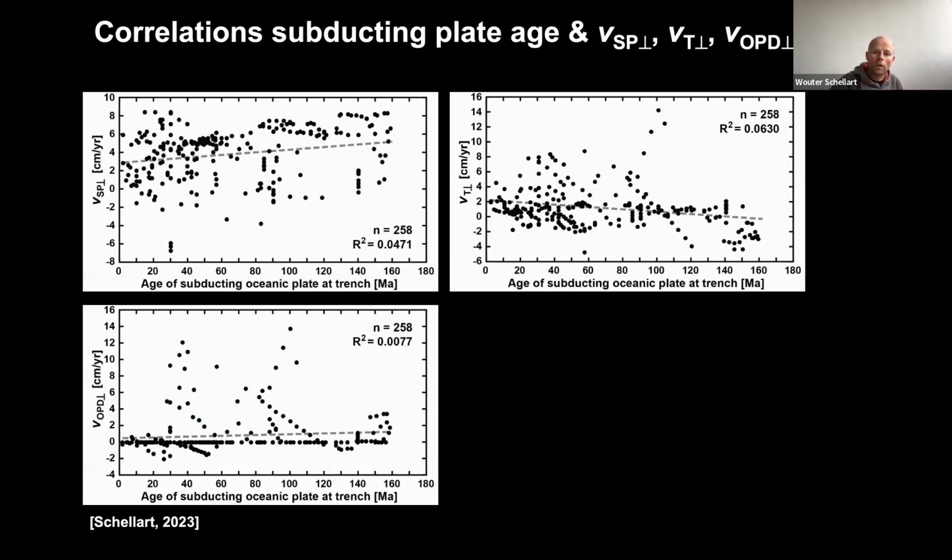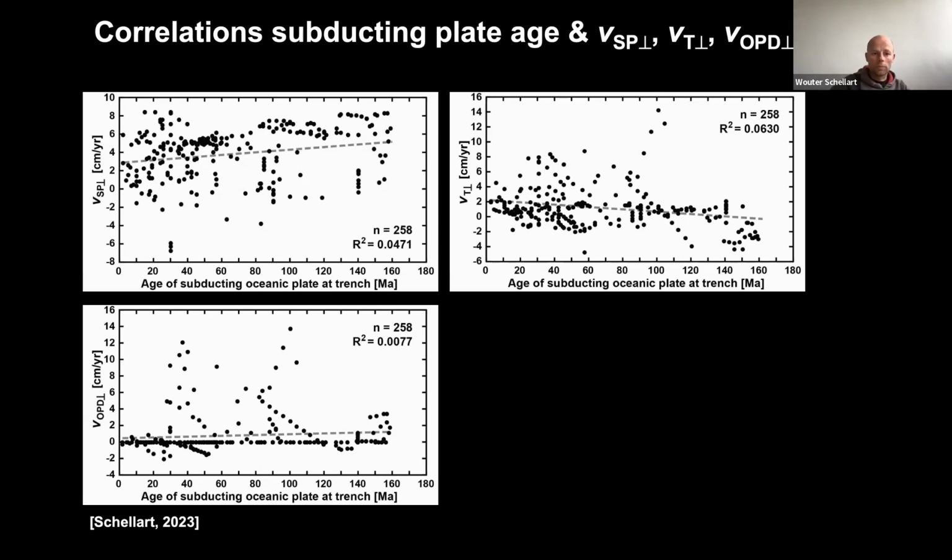So what we see here is just 3 plots. Again, plots for all these active subduction zones, 258 in total, basically representing some 52,000 kilometers of active subduction zone. And what has been plotted on the horizontal axis for these 3 diagrams is the age of the oceanic plate at the trench, from 0 on the left-hand side to 180 Ma on the right-hand side. And then for the top left diagram, the vertical axis shows VSP. In the right diagram, we see VT on the vertical axis. And in the bottom diagram, we see the overriding plate deformation rate along the vertical axis.